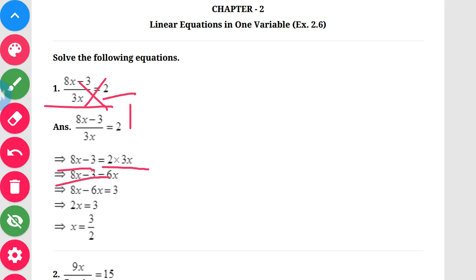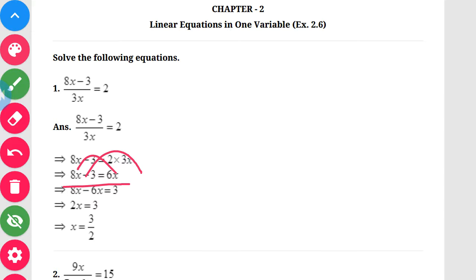Now what is my next step? The same thing as usual. We keep the x term on one side, and I transpose this 6x here. If it is plus 6x, it will become minus 6x, and minus 3 we are going to shift to that side, that is your RHS side. If it is minus, it becomes plus.